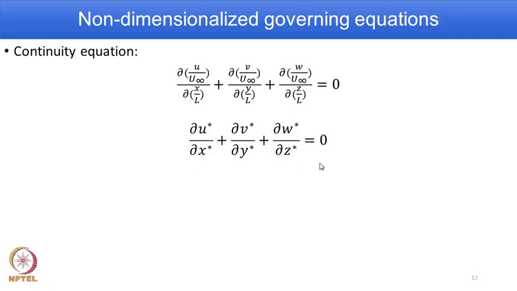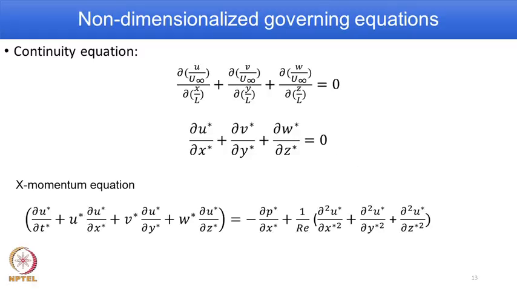So, this equation is actually the non-dimensionalized continuity equation. You can immediately observe none of the quantities have units. Take any of these terms, for example, u* is already non-dimensionalized, there is no unit, x* is non-dimensionalized, there is no unit. Similarly, the other two terms. So, no term has any unit, and this entire equation has no unit.